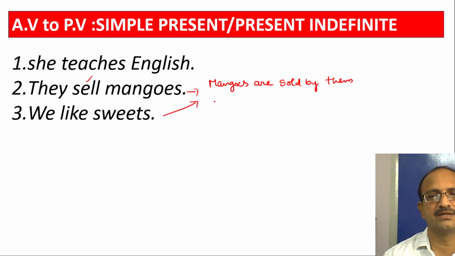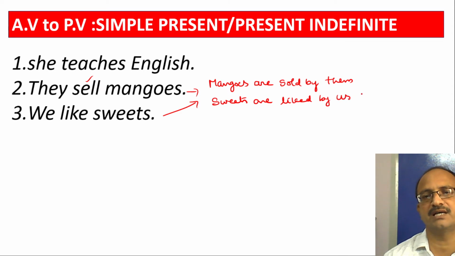Similarly this one. Start with sweets. Sweets are plural, so we take are. Liked. Sweets are liked by, we turns into us in the passive voice. This is simple present tense.